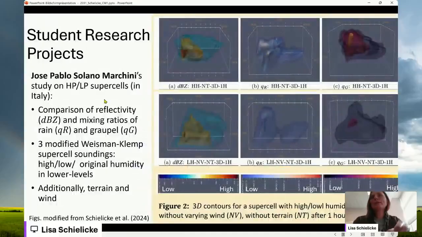Another student project, Pablo, studied high and low precipitation supercells compared to the original Weisman-Klemp supercell in Italy, so also over terrain. And here on the right, for example, you see two different mixing ratios of graupel for the high precipitation supercell and for the low precipitation supercell. On the left, for example, is the reflectivity for these two cases, high precipitation supercell, low precipitation supercell.